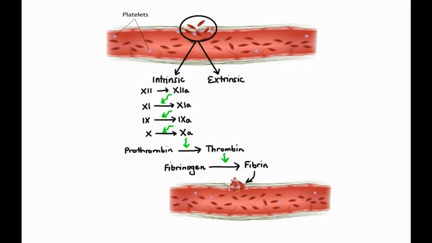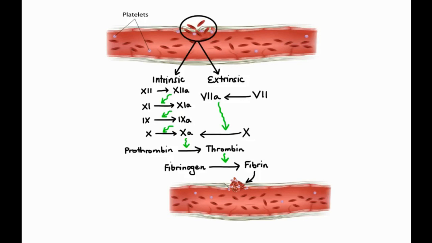This was the intrinsic pathway. When we talk about the extrinsic pathway, it is generally activated by factor 7A, which again activates factor 10, and after the 10A factor is activated, it follows the same pathway: it converts prothrombin into thrombin, and thrombin activates fibrinogen and converts it into fibrin. Details of this you can easily study in your blood clotting physiology.